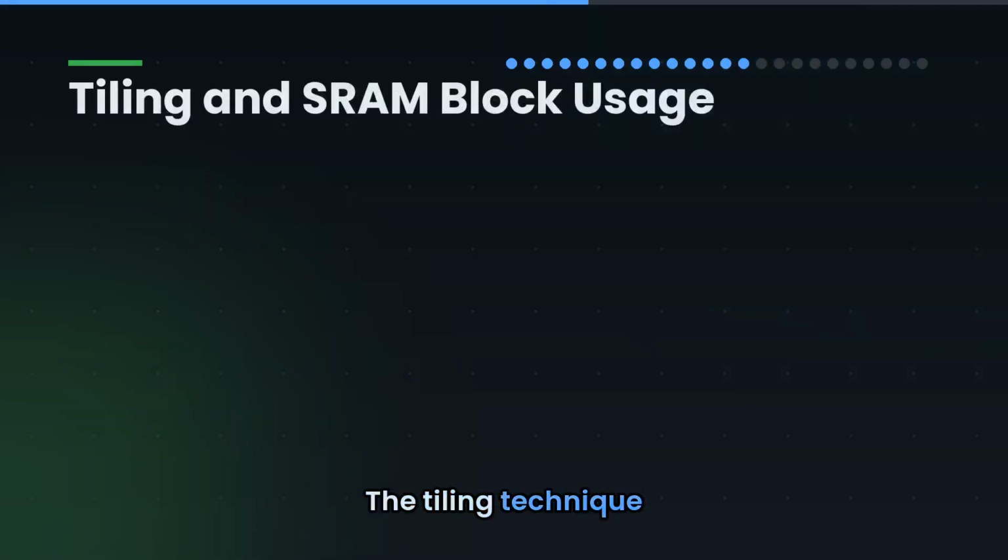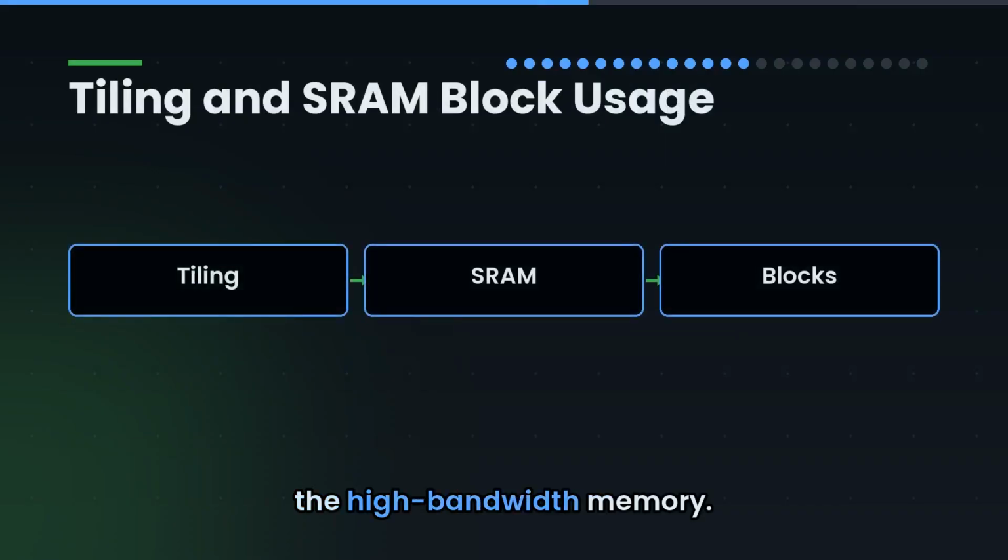The tiling technique divides tasks into smaller blocks processed in SRAM. This design reduces the need to access the high-bandwidth memory. As a result, it cuts down on data transfer, improving speed and efficiency.